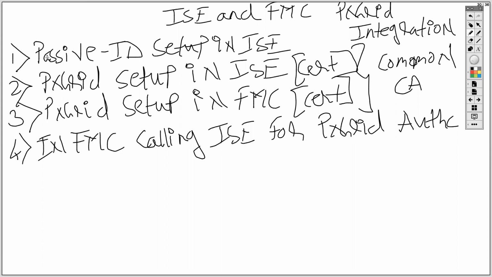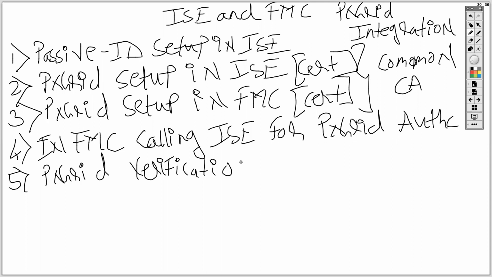Okay, once this fourth step is done, your pxGrid will be up. This is just pxGrid configuration, what we have seen, not realm configuration, not identity policy configuration, not access control policy configuration. Only realm, only pxGrid configuration.